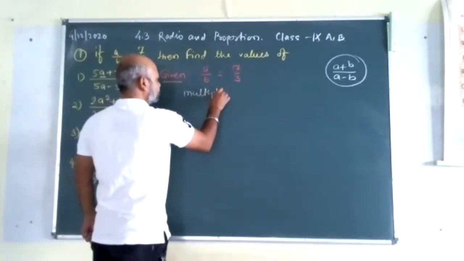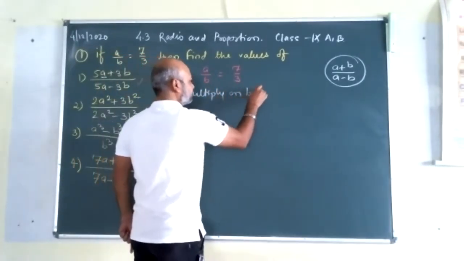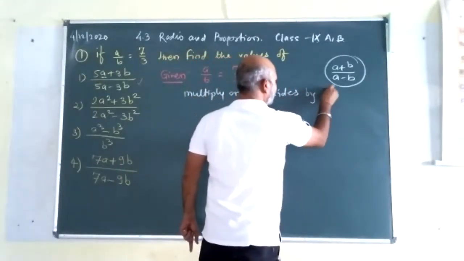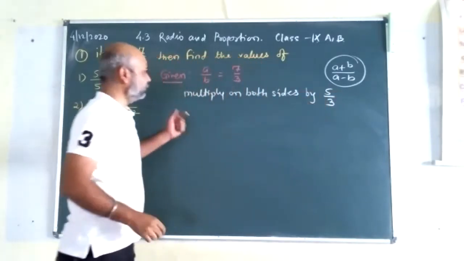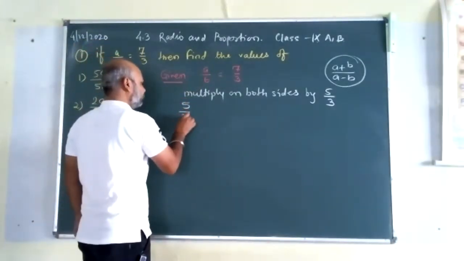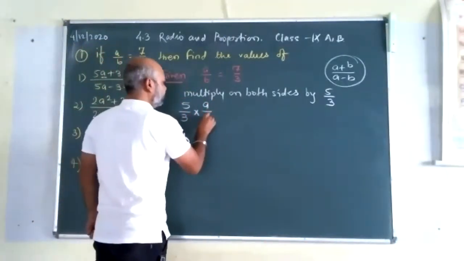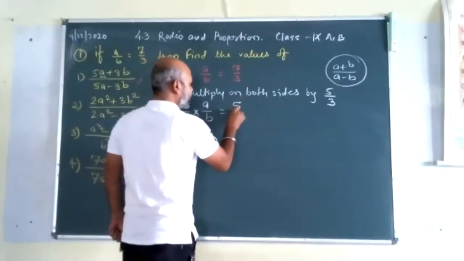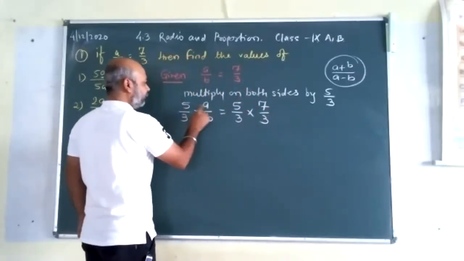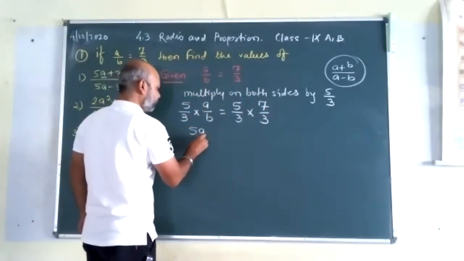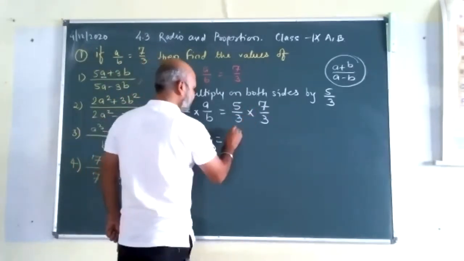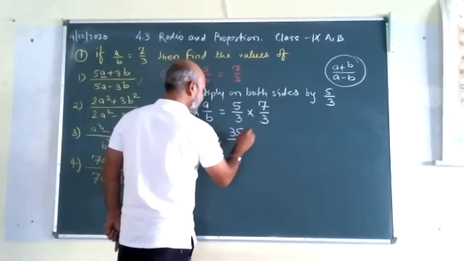We are going to multiply on both sides by 5 upon 3. When you multiply on both sides by 5 upon 3, what will you get? 5 upon 3 into A upon B is equal to 5 upon 3 into 7 by 3. So you will get here 5A divided by 3B, and this is equal to 5 7s are 35 and divided by 3 3s are 9.